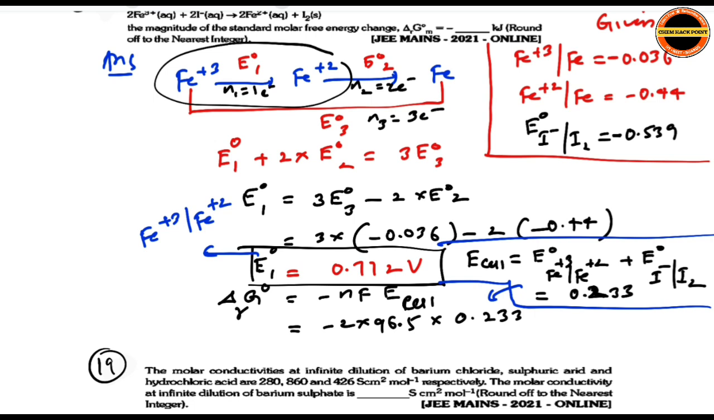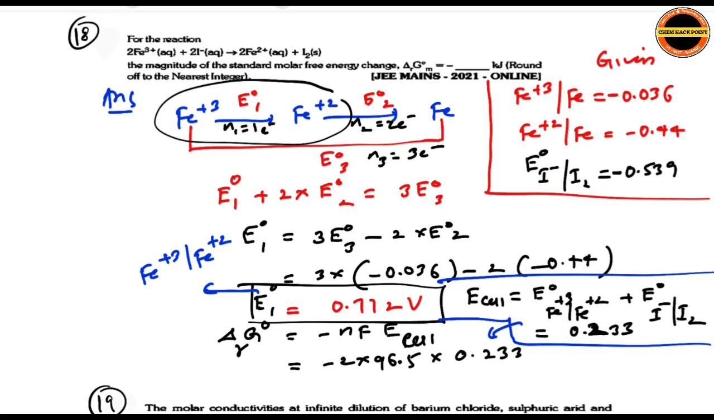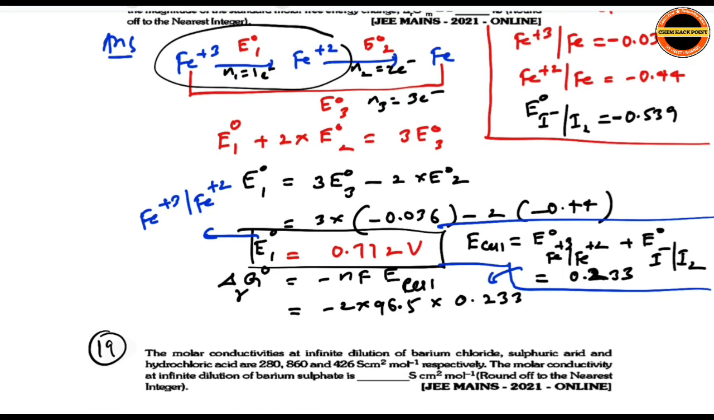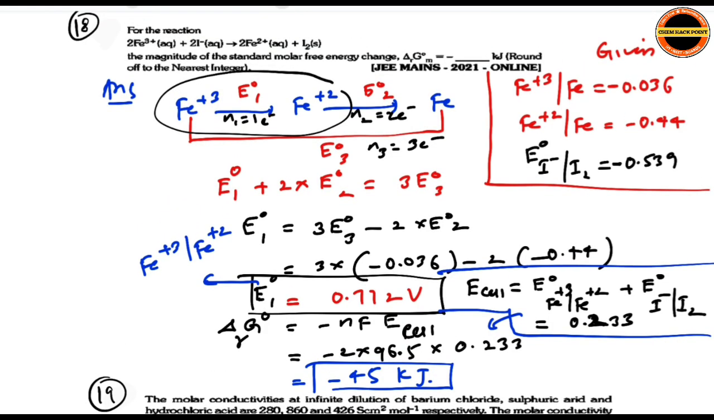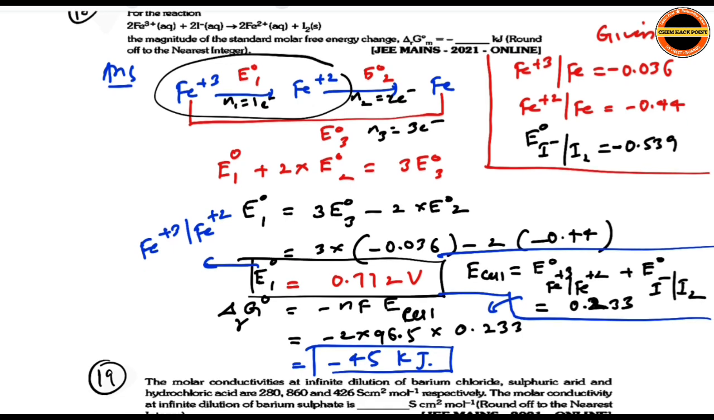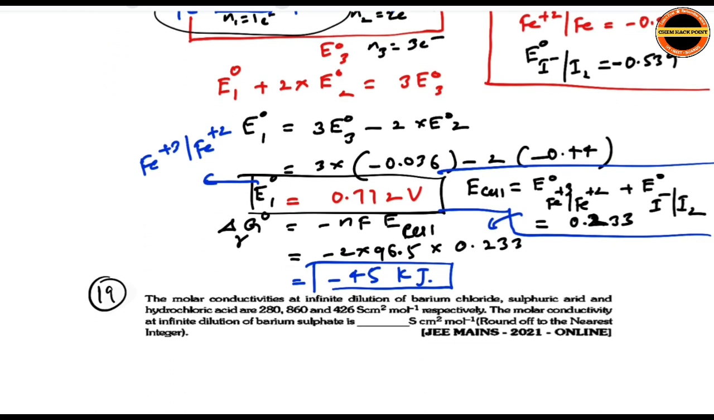If you substitute here 96,500, what did they mention here? Yes, nothing is specified in the question. Okay, kilojoule. So directly we give the answer in kilojoule, that is minus 45 kilojoule is the answer. See the question once again, important question. They gave 3 steps overall. They are asking about Fe plus 3 to Fe. By using the Latimer representation type, first we calculated the E1 value, the first reaction value. If we combine with I minus to I2, we got E cell. Substitute in the formula for delta G.